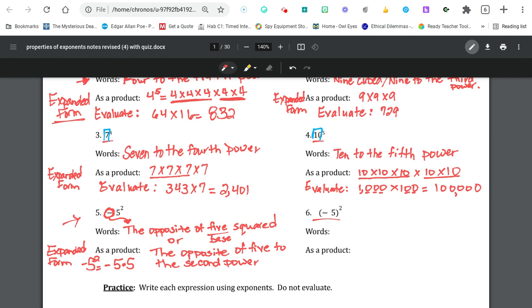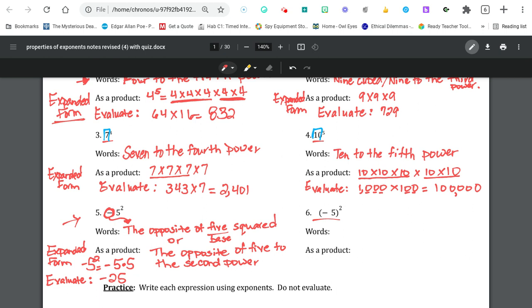You just keep the opposite sign or that negative sign in the front, but you write these 5s as 5 times 5. But this just stands for the opposite of 5 times 5. Well, what is 5 times 5? 5 times 5 is 25, and the opposite of 25 is negative 25. So when I evaluate this thing, I get the opposite of 25, or negative 25.